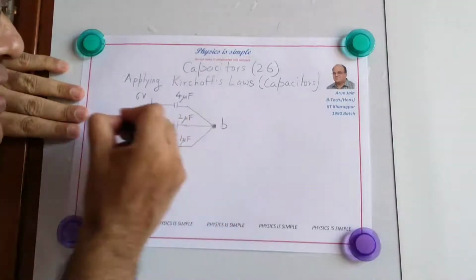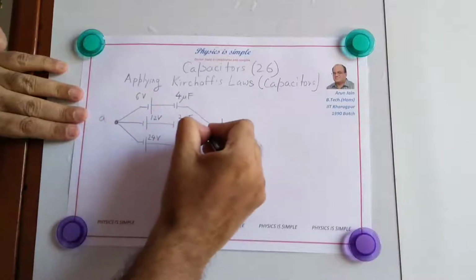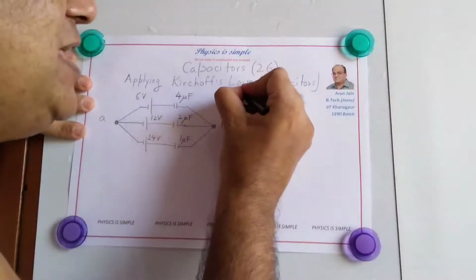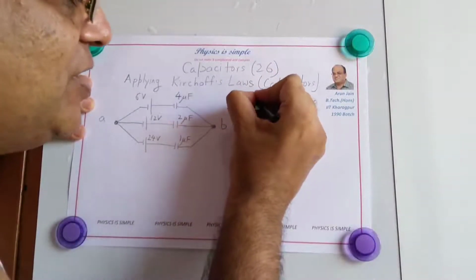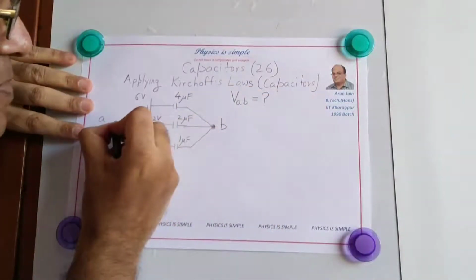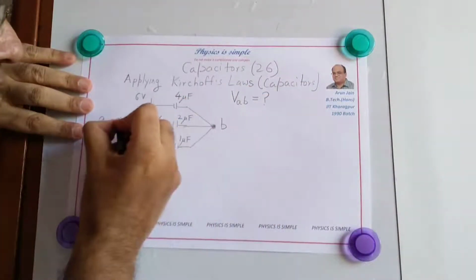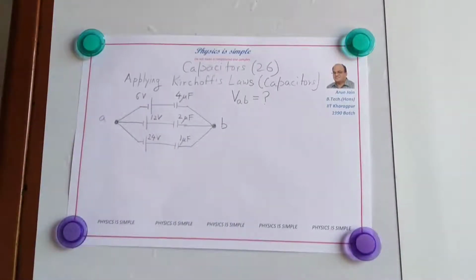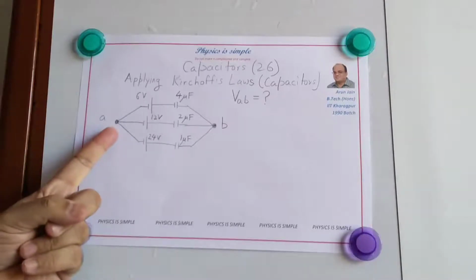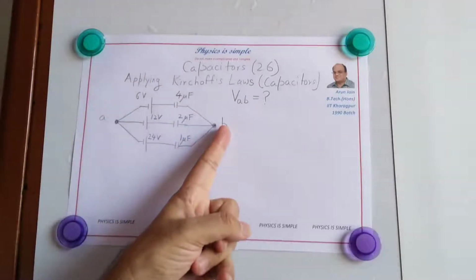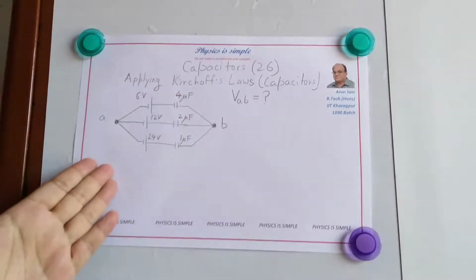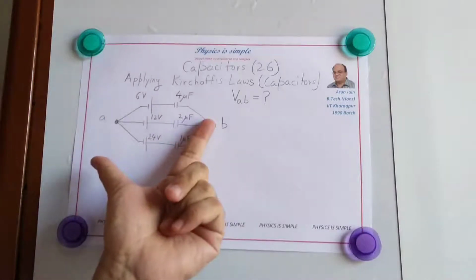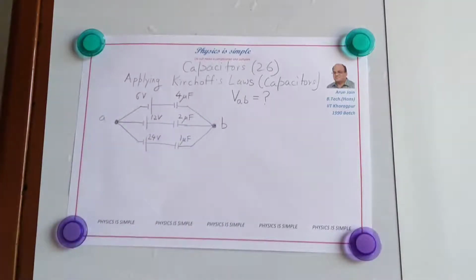Now, basically one part of Kirchhoff's law, which is conservation of energy, tells us that if we go from A to B along any path, the potential difference between A and B will be the same. VAB we have to find out in this question, and whether we go like this or like this or like that, VAB will be the same. Because of conservation of energy, A is at some potential, B is at some potential. VA minus VB will not depend on whether you go like this or like this.